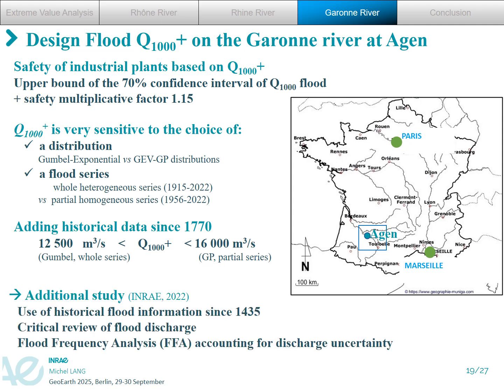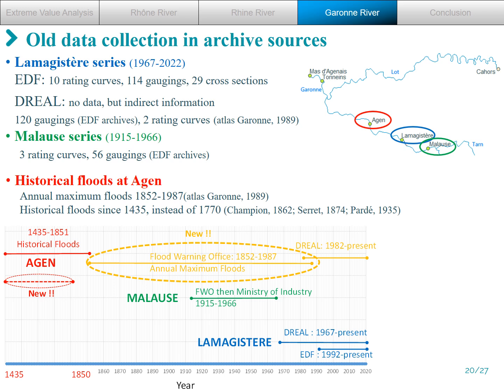So there was an additional study in 2022 adding historical information since 1435 and using a flood frequency model accounting for discharge uncertainty. We collected data from 3 gauging stations near Agen. In blue, the La Magistère series with a lot of information since 1967. In green, the Malause series, an older station which was stopped in 1966. And in red, the Agen series with both annual maximum floods since 1852 and historical data since 1435.